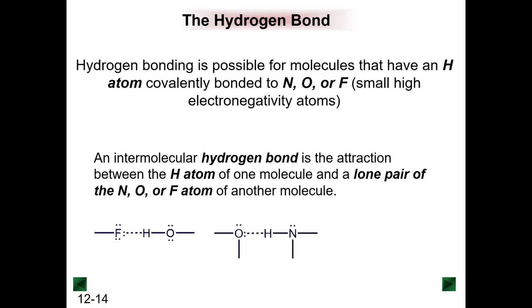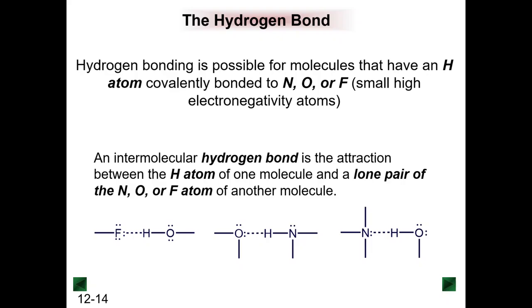Next, let's look at hydrogen bonding. Hydrogen bonding is possible for molecules that have an H atom covalently bonded to nitrogen, oxygen, or fluorine. Hydrogen bonding occurs for molecules that have a hydrogen atom covalently bonded to nitrogen or oxygen or fluorine. Nitrogen, oxygen, and fluorine are small, high electronegativity atoms.